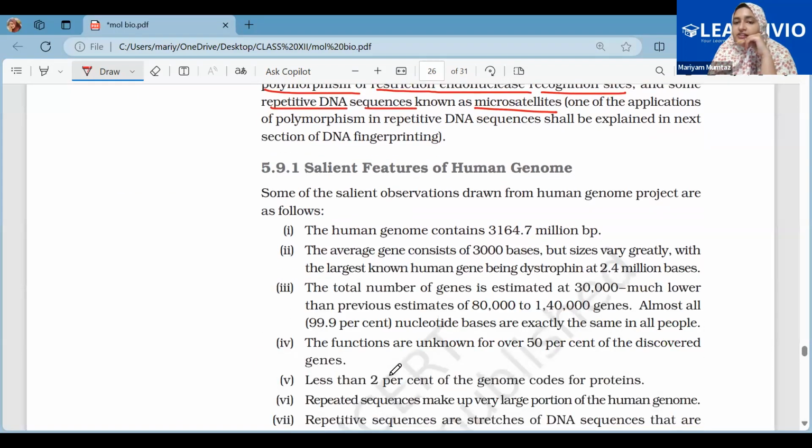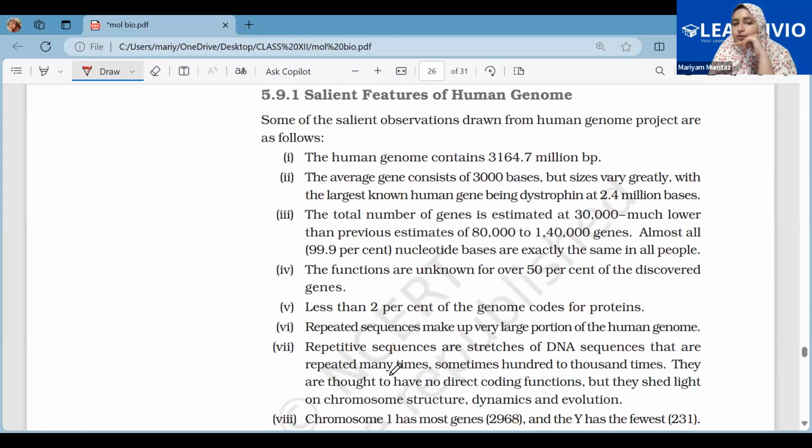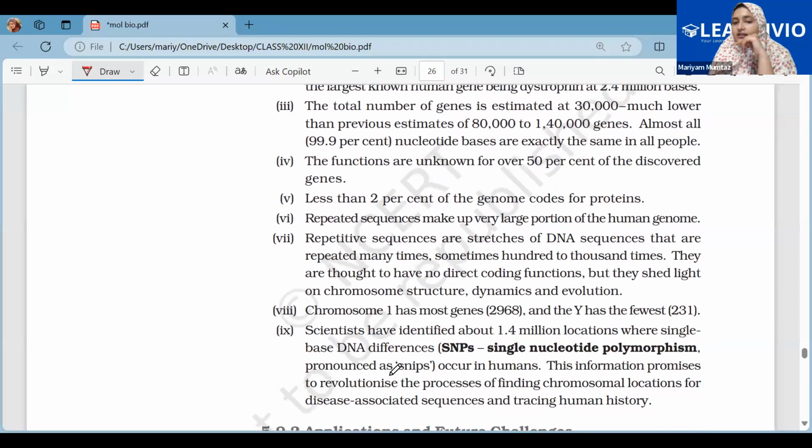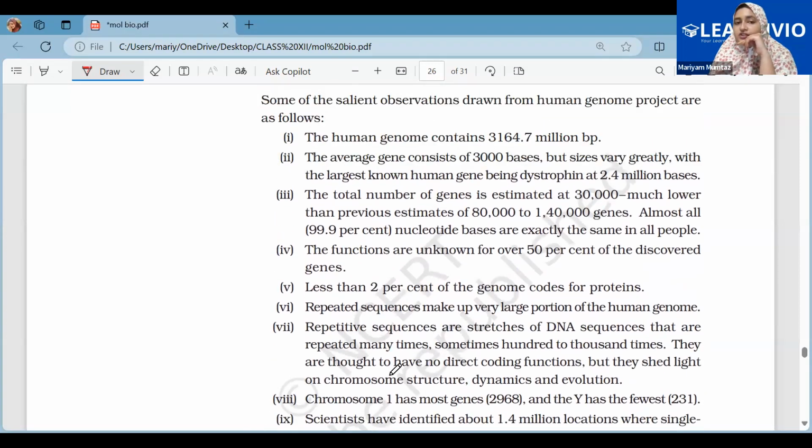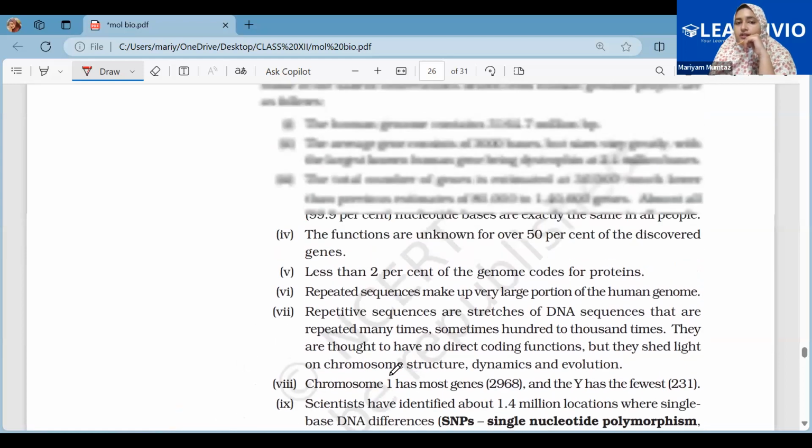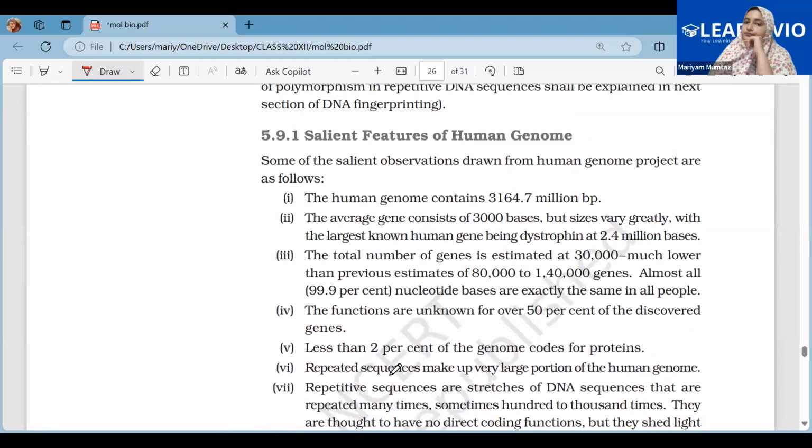Now let us see what the features are. After the Human Genome Project was completed, let us see what the features of the human genome are. Now the first feature: the human genome contains 3,164.7 million base pairs. These many base pairs are there in the human genome.